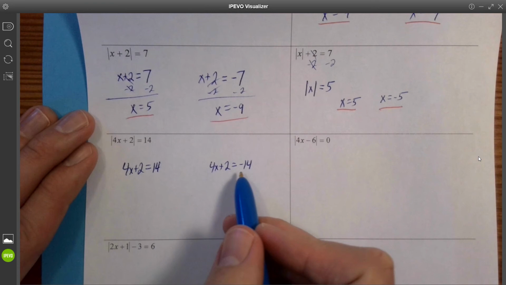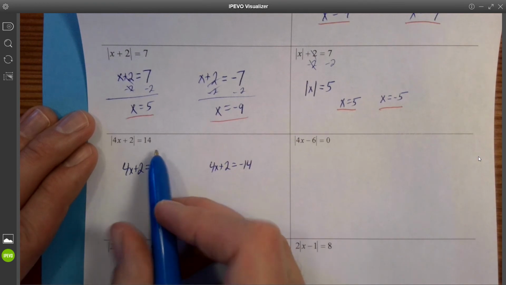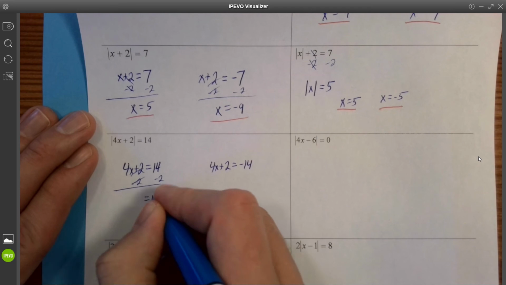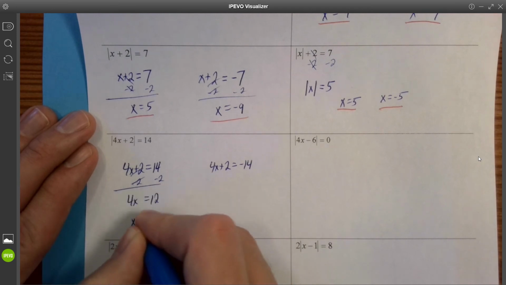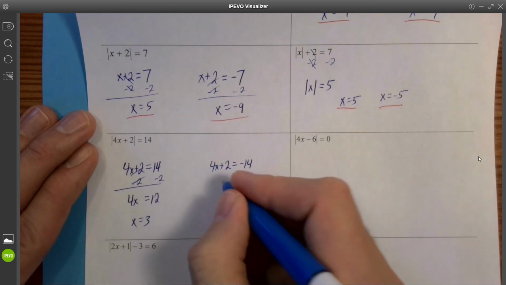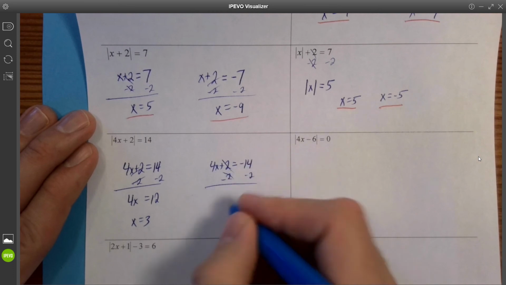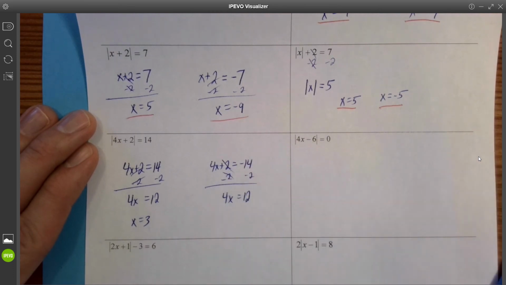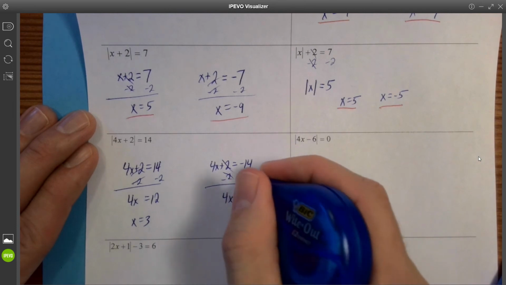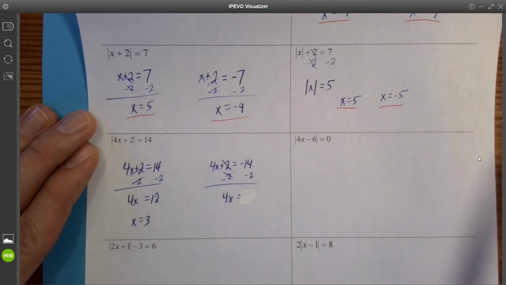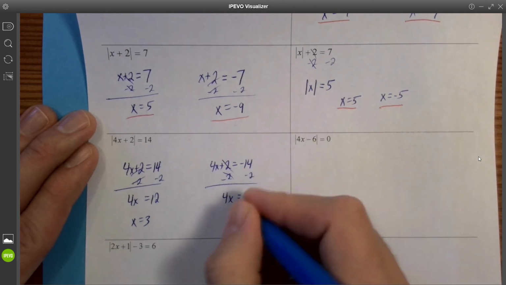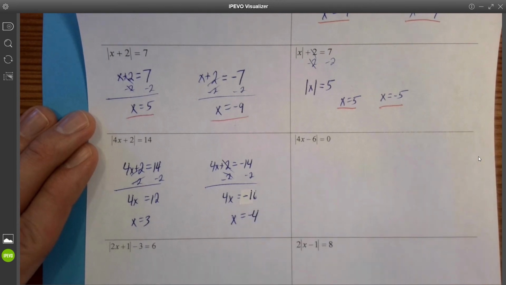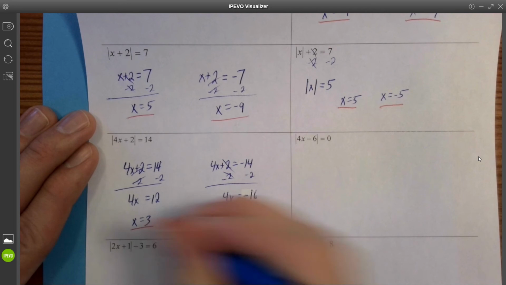Maybe it was 14, maybe it was negative 14, but we had to make it positive 14, right? So we subtract 2 from both sides, and we're going to have 12 right here. So 4x equals 12. We divide by 4 and we get 3. We're going to subtract 2 from both sides here. We cancel those. 4x equals, oops, negative 16. I was looking at that as a positive 14. It's like, man, I just did this equation. Sorry. Negative 16. So we'll divide both sides by 4, and we get negative 4. So we have two answers. One of them is 3. The other one is negative 4.